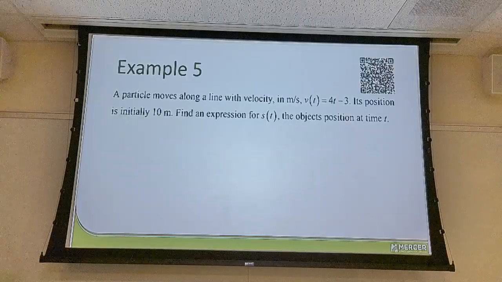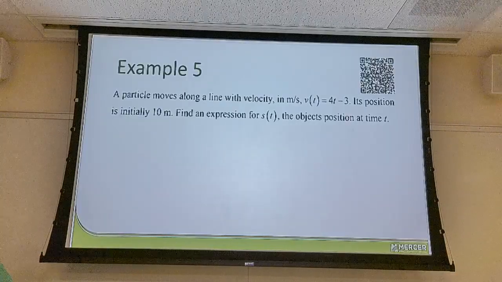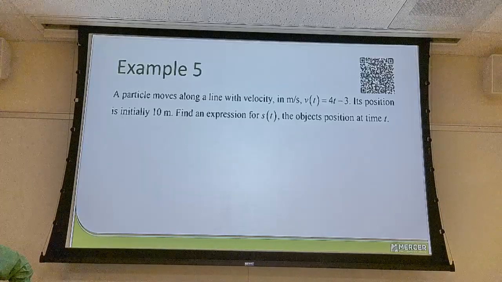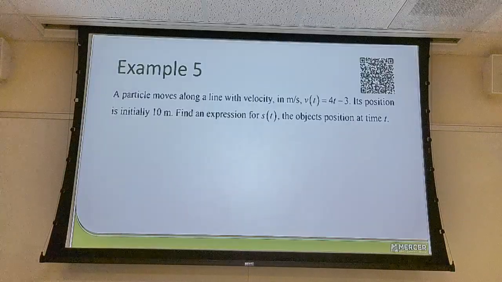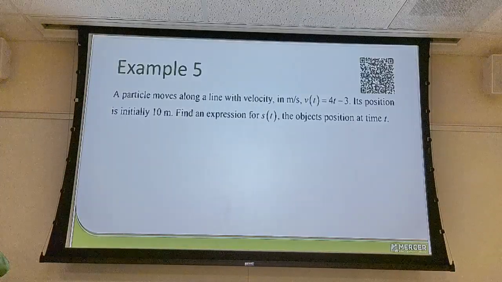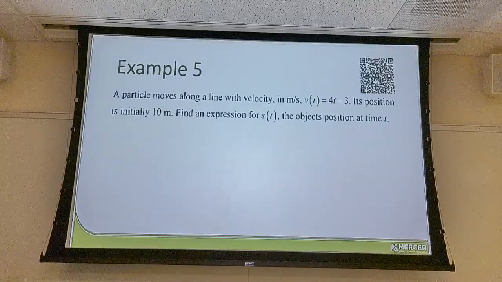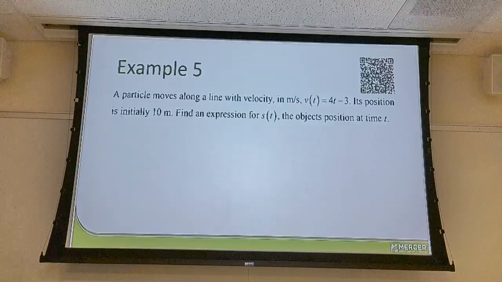Physics. A particle moves along a line with velocity measured in meters per second, given by v of t equals 4t minus 3. Its position is initially 10 meters. Find an expression for the object's position at time t.